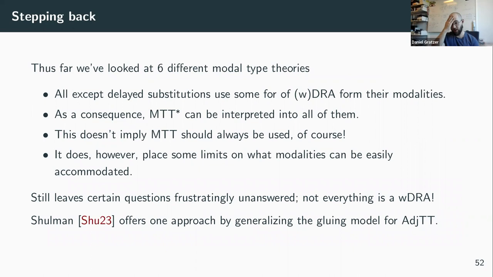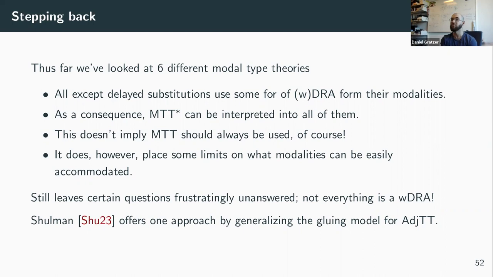So this is reaching the end. This was sort of a long slog through many, many different modal type theories. But stepping back, we can sort of see that all of the things we've looked at, with the exception of the delayed substitutions, basically structure their modalities using weak dependent right adjoints, perhaps with some additional bells and whistles to make the left adjoint behave particularly well.